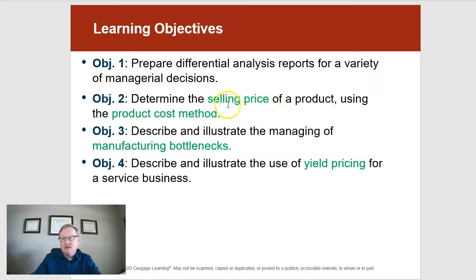Now, you talk about setting selling prices in your other courses, maybe in marketing, maybe in economics, maybe in other business classes. But managerial accounting is about making decisions based upon costs. So this is selling price using the product cost method.